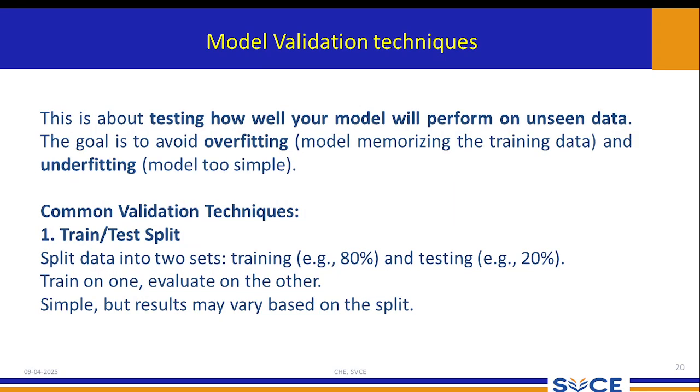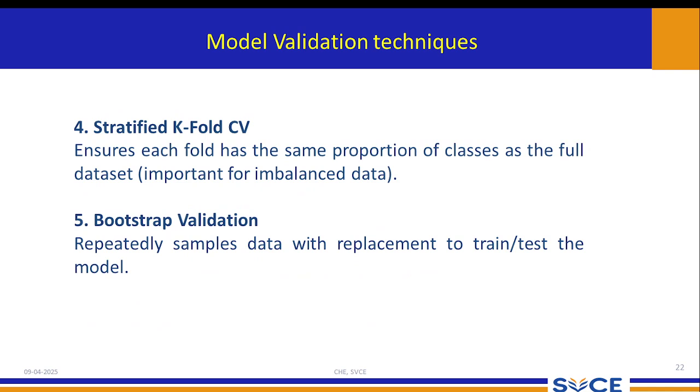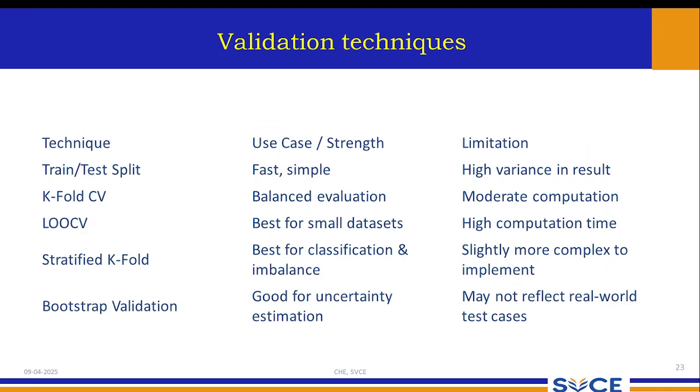Model validation is about testing how well your model will perform on unseen data. The goal is to avoid overfitting and underfitting. Overfitting means the model is memorizing the training data, and underfitting means the model is too simple. Common validation techniques are train-test split, cross validation, leave-one-out cross validation, stratified k-fold CV, coefficient of variance, and bootstrap validation. We will see model validation in the next class.